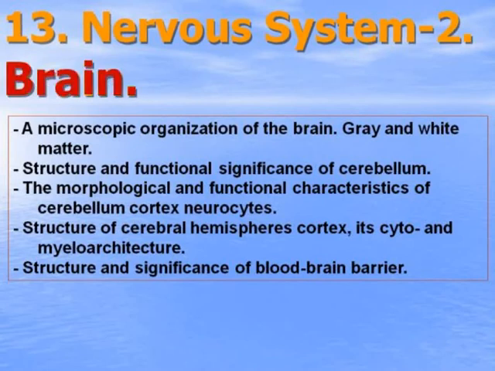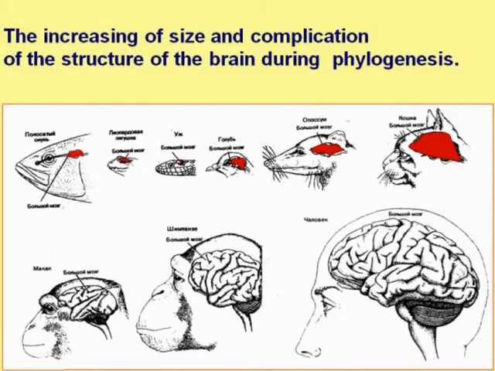Nervous system, brain. Main questions of the lecture. This slide demonstrates the increasing of size and complications of the structure of the brain during phylogenesis. You see the size of brain in fish, frog, snake, bat, cat, monkey, and human brain. The human brain is comparatively the biggest one and the most complicated.